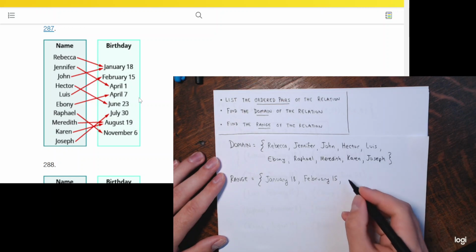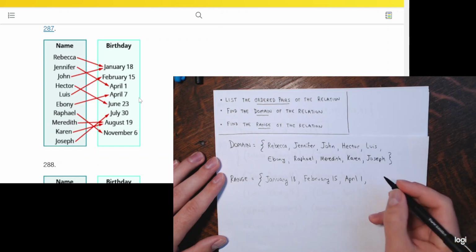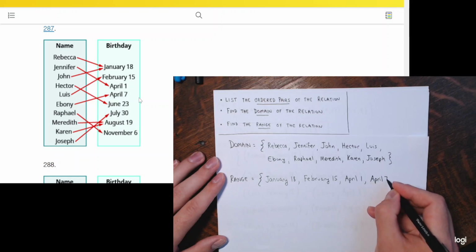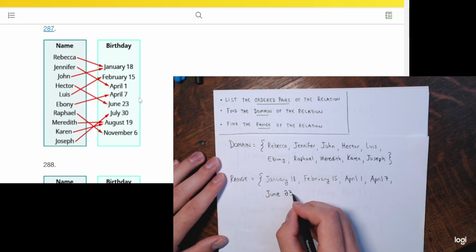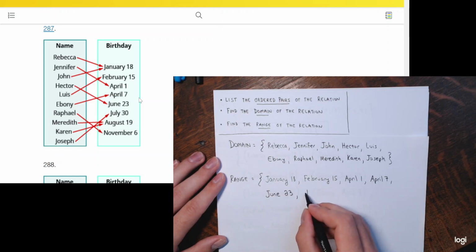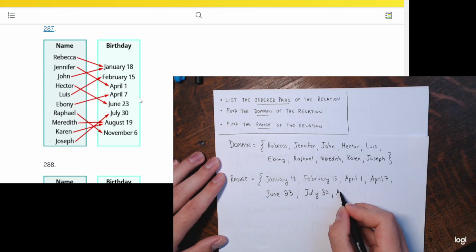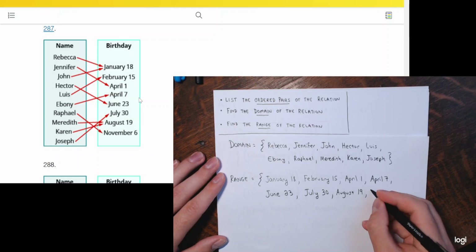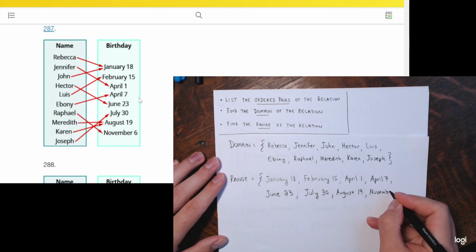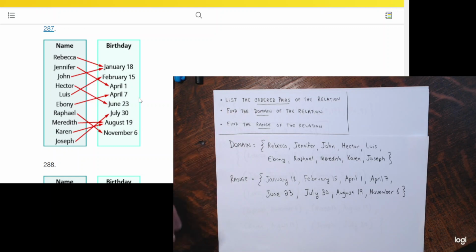April 1st, right, April 1, April 7th is in the range. June 23rd, July 30th, August 19th, and finally November 6th. All right, so these 8 dates are the range of this relation.